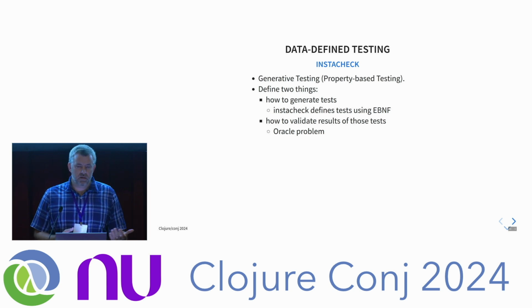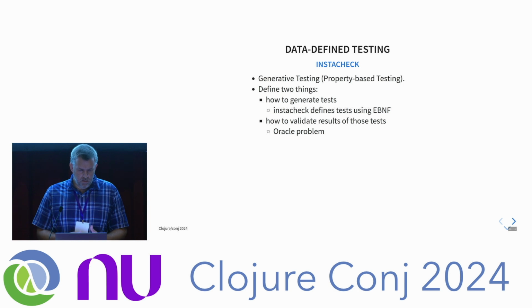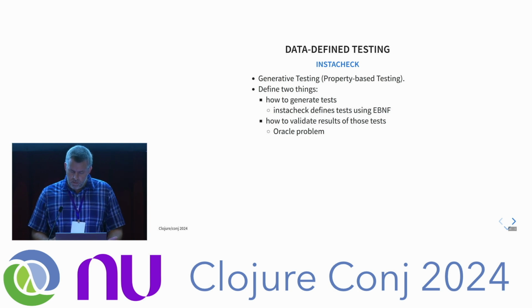This is in contrast to the traditional approach of generative testing, where you're often defining a hierarchy of code generators that generate the tests. And then the other aspect of generative testing is how to validate those. And this is what's called the Oracle problem in the research literature. And it is a pretty big problem with generative testing.